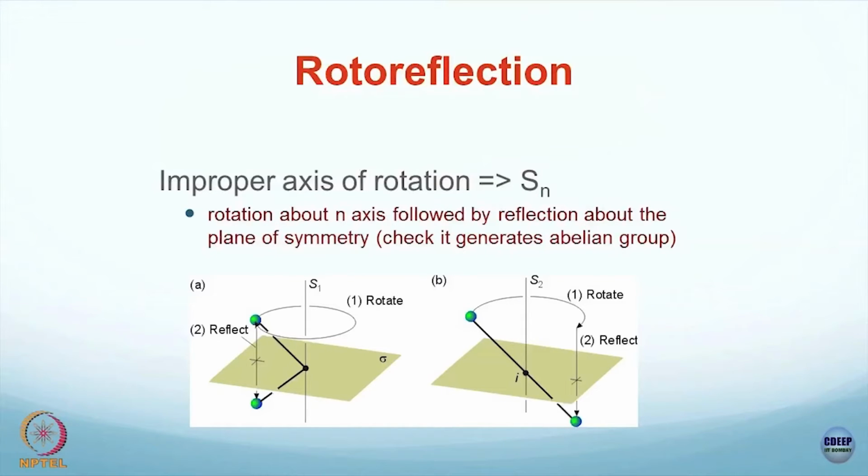Clear? So, the rotor reflection symmetries are seen in some atoms, and you have to remember that this is also a 2 element group. S2 is not isomorphic to C2. S2 involves inversion, while C2 involves pure rotations. So, there are a lot of distinctions which you have to see from these groups.